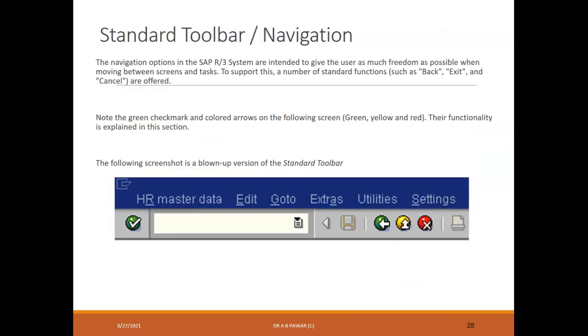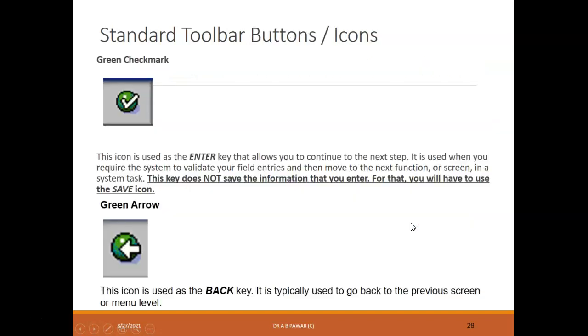In the standard toolbar or navigation, please understand that the navigation options in the SAP R/3 system, which we are using right now, are intended to give the user as much freedom as possible when moving between the different screens and tasks of that particular module. There are various other standard functions available, like back, exit and cancel. On this screen you are able to see these options. I don't want to go in depth, as I have already explained them.